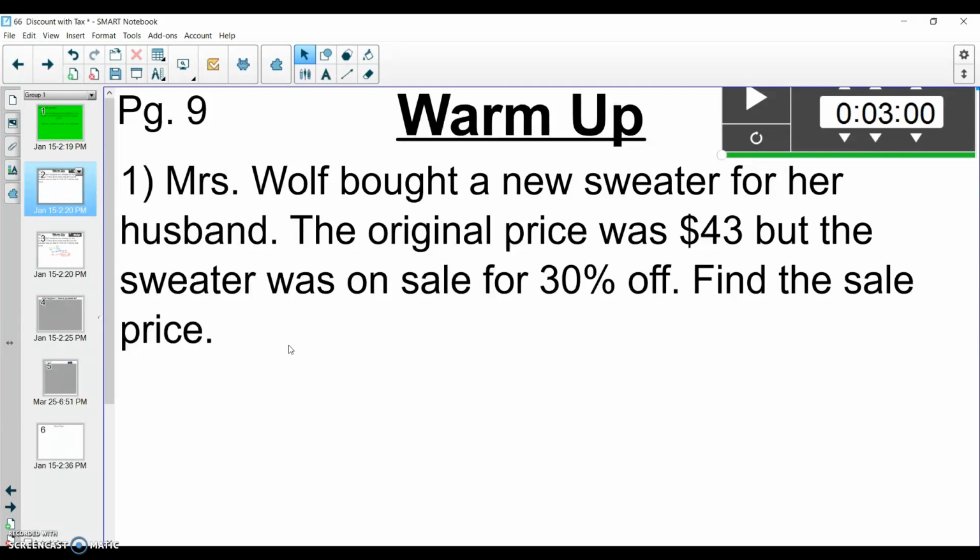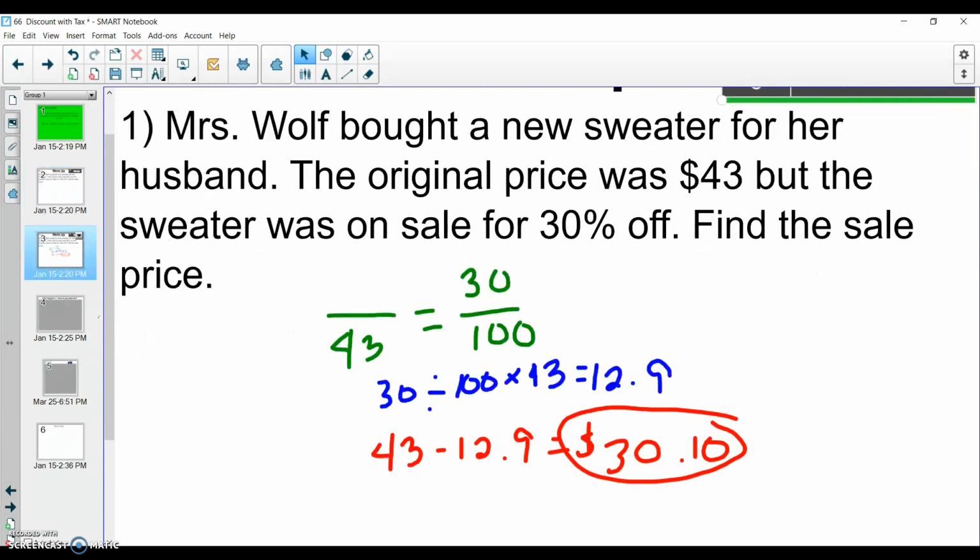So Mrs. Wolf bought a new sweater for her husband. The original price is $43, but the sweater was on sale for 30% off. Find the sale price. So look back at your notes, work together as a group. You guys got about 3 minutes to figure this out. So now that your 3 minutes is up, if you take a look, here's your answers here.